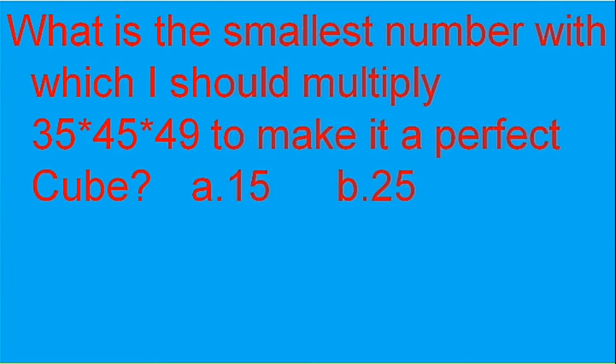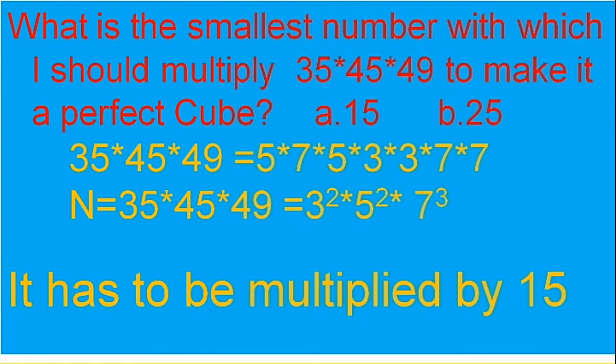What is the smallest number which I should multiply 35 into 45 into 49 to make a perfect cube? What is 35? 5 into 7. What is 45? 5 into 9. What is 49? 7 into 7. So there are 3 7s there. In 35 one 7 and in 49 two 7s are there. So what is missing there? In 35 one 5 is there and in 45 one 5 is there. So one more 5 is missing.